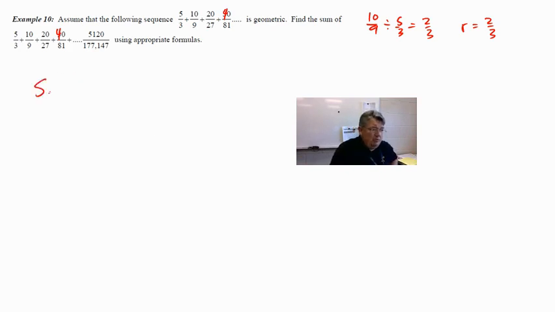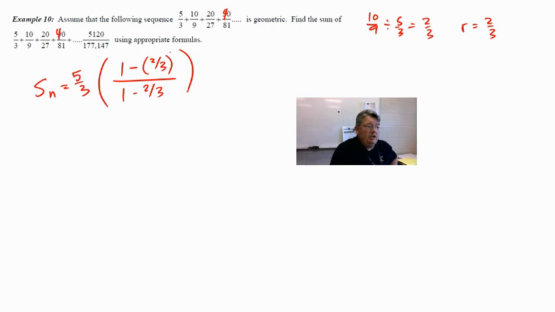Well, I know the sum is equal to the first term, that's 5/3, times 1 minus the ratio. When we just found that, it's 2/3. 1 minus 2/3 here. But here I need n. I need the number of terms. Here's how I would do this. There's complicated ways to find what term that is. Let me show you the complicated way, then let me show you what I would really do.